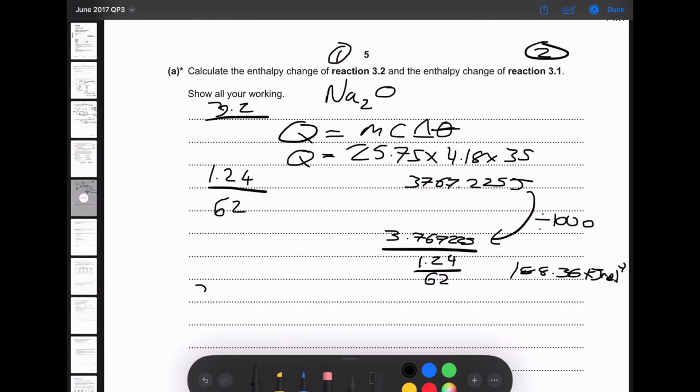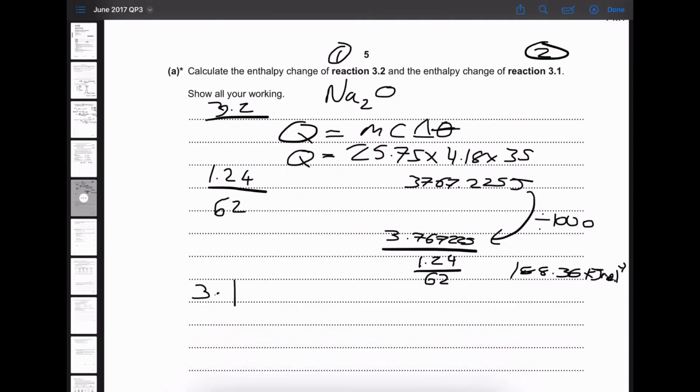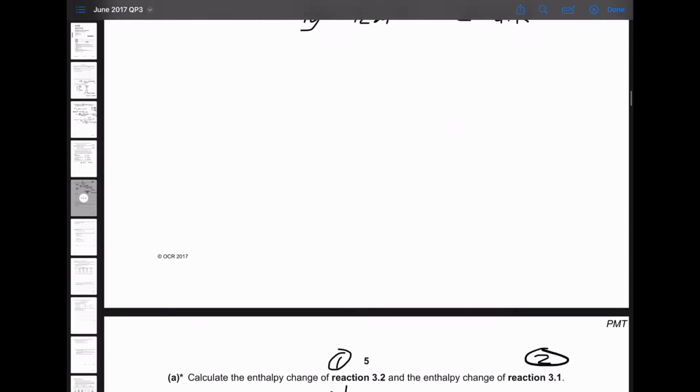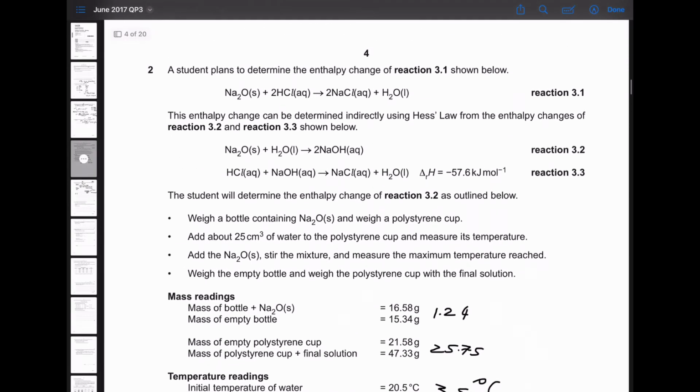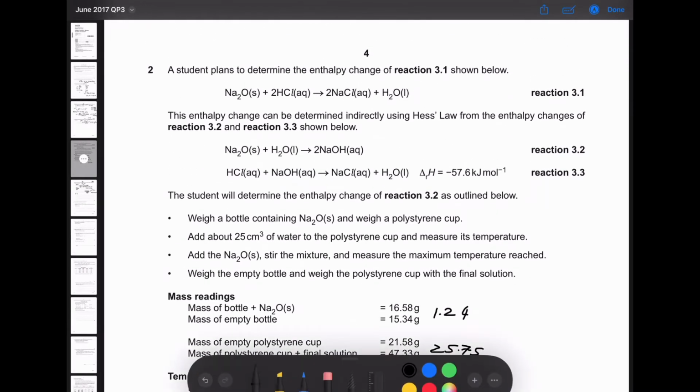So what are we going to do for reaction 3.1? Well, if we go back to look at what it was, because it was a while ago that we looked at it, we have got sodium oxide plus 2 hydrogen chloride gives us 2 sodium chloride plus water.